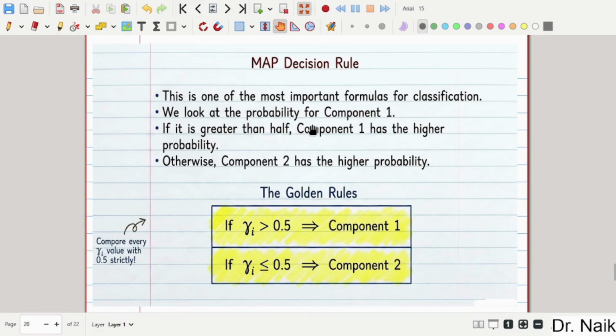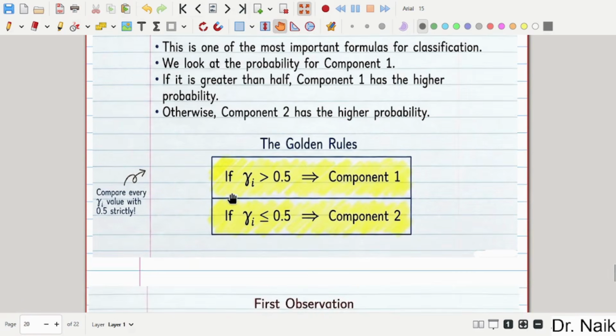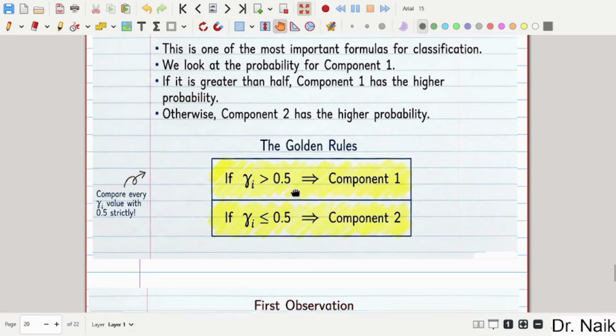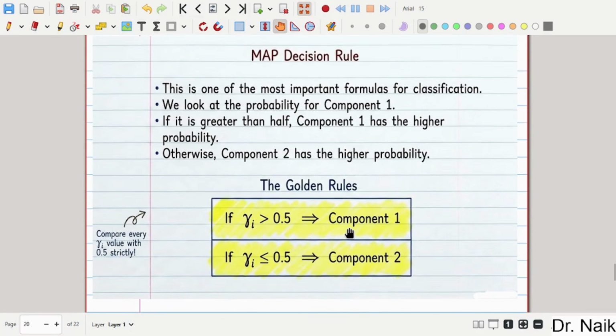We look at the probability for component 1. If it is greater than half, component 1 has a higher probability. Otherwise, component 2 has the higher probability. The golden rule is that if gamma i is greater than 0.5, it goes to component 1. Otherwise, if gamma i is less than or equal to 0.5, then it belongs to component 2.